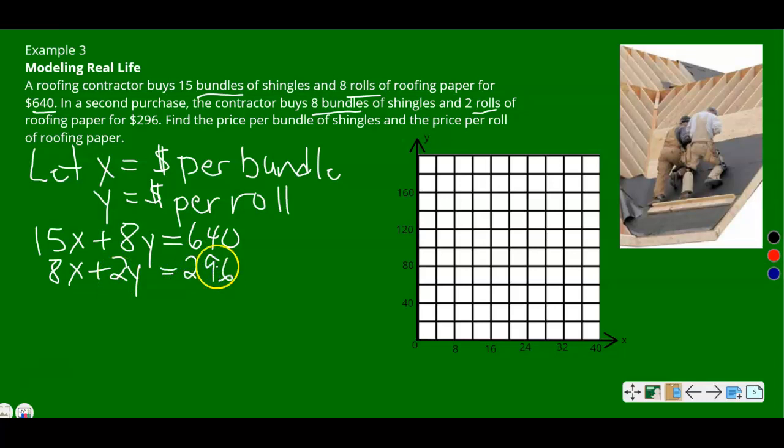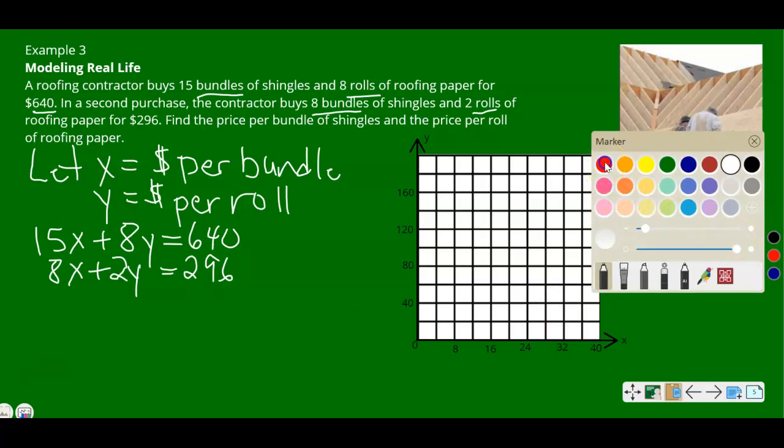Since we are looking at the price per bundle of shingles and the price per roll of roofing paper, we know the price can't be negative. So you can see here on the graph that we're only in quadrant 1 because we're only going to have positive numbers. Since these are in standard form, the easiest way to graph in standard form would be to find your x and your y intercepts. So let's find our x and y intercepts.